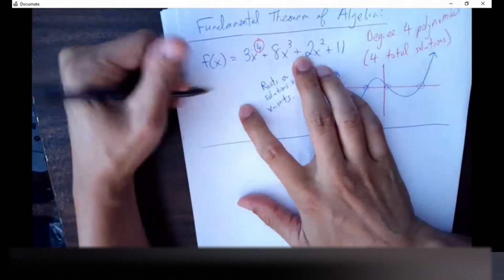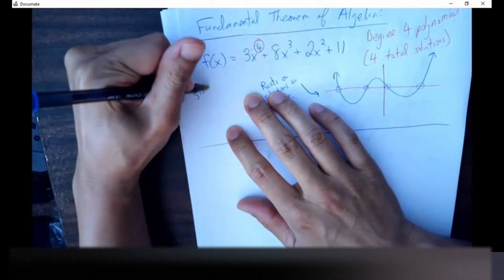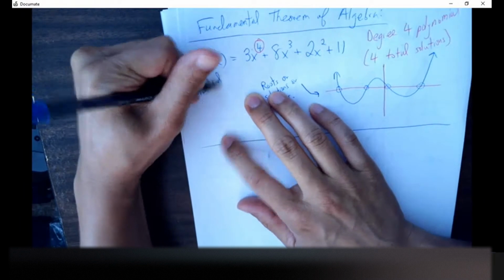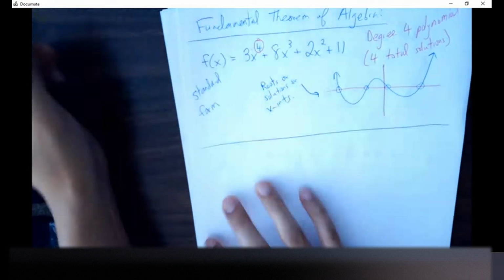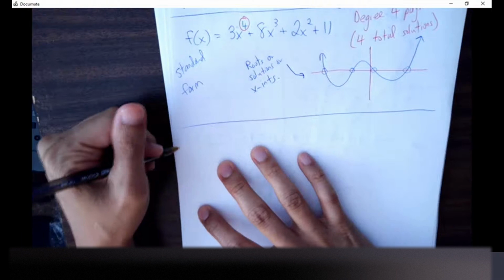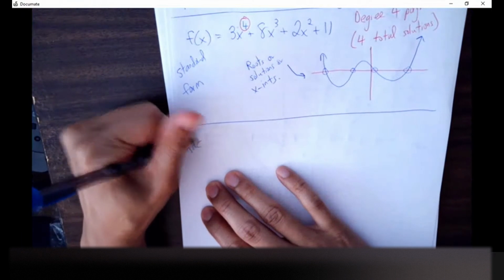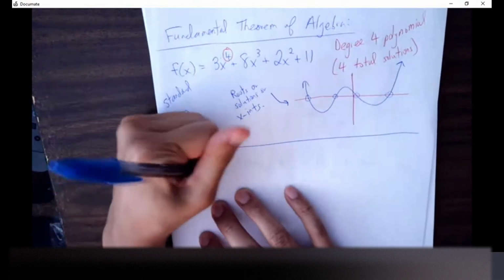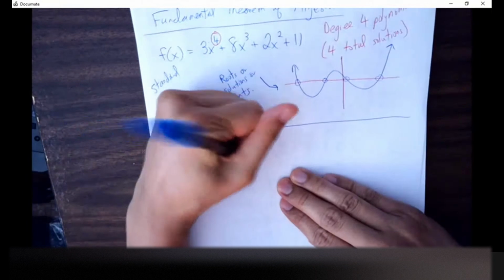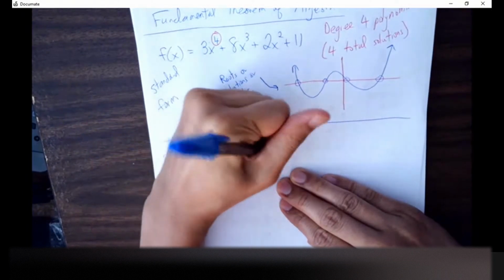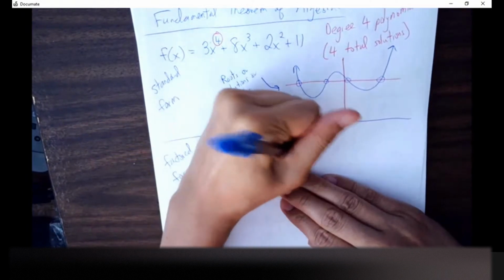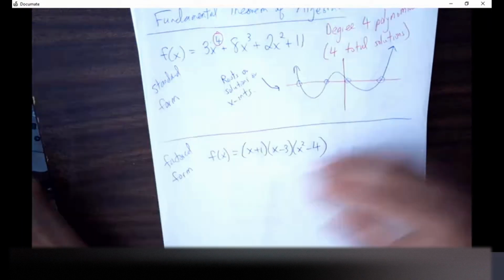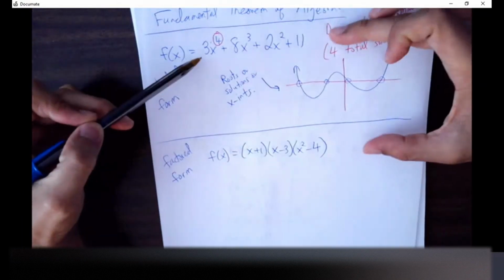This is called standard form because there's no parentheses. We also have something called factored form, and factored form looks a little bit different because there's parentheses involved. So let me do a function that's in factored form. You see how it looks a little bit different than standard form?